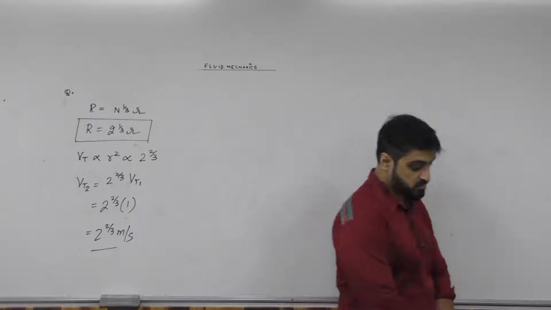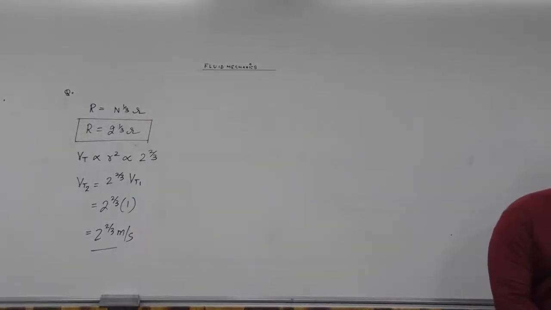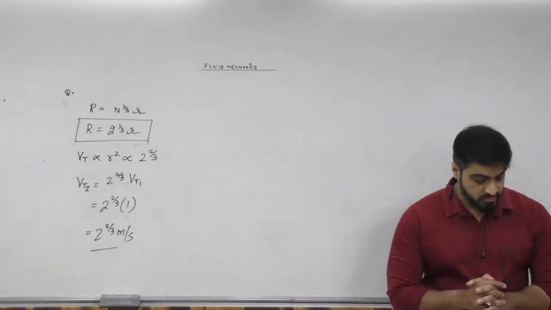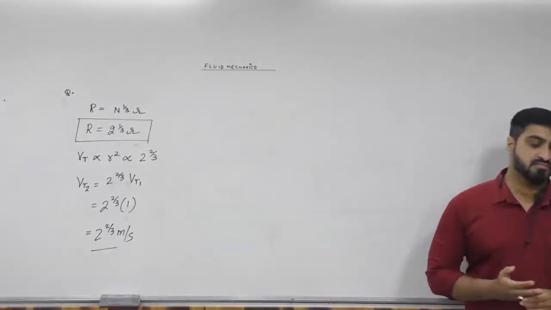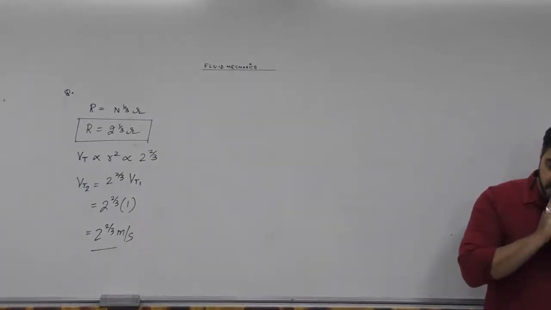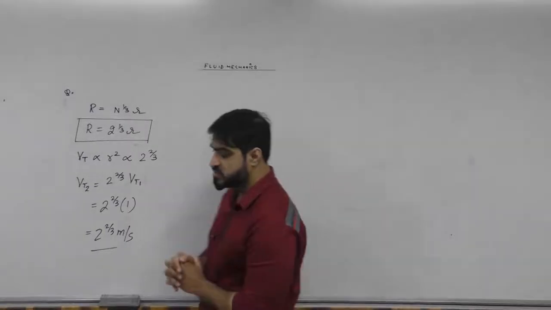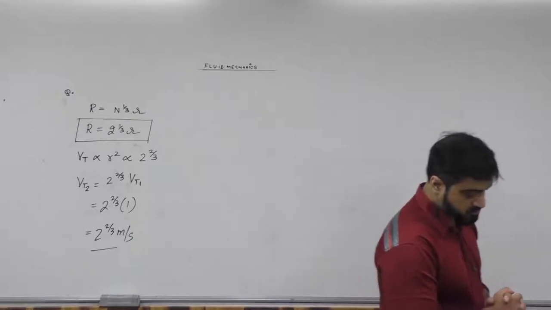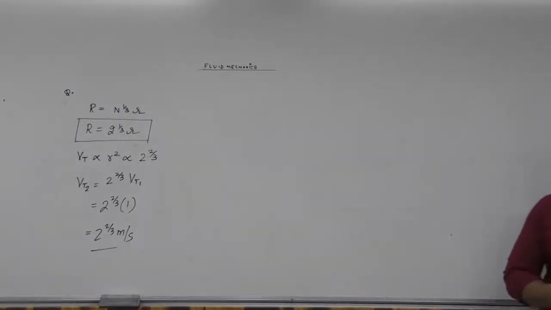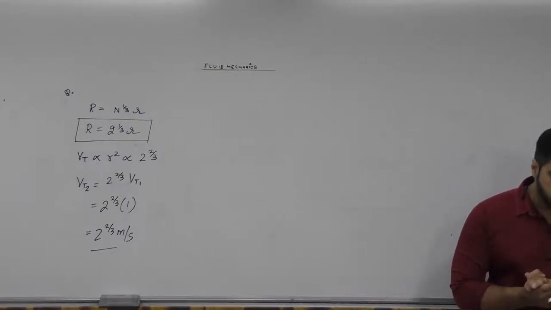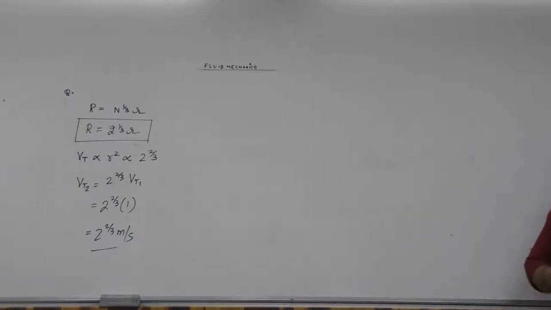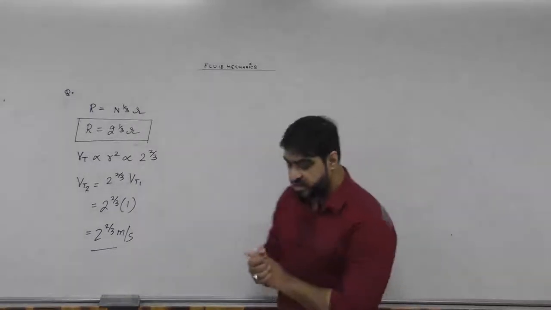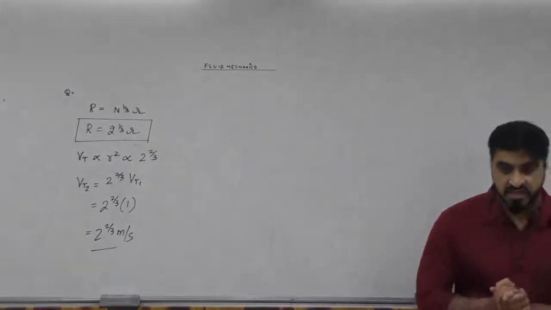With what terminal velocity will an air bubble 0.8 mm in diameter rise in a liquid of viscosity 0.15 SI and specific gravity 0.9? Density of air is 1.293.